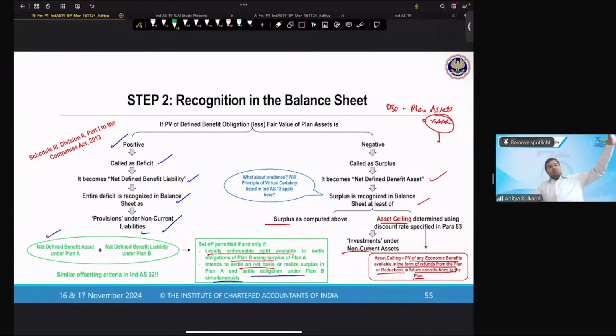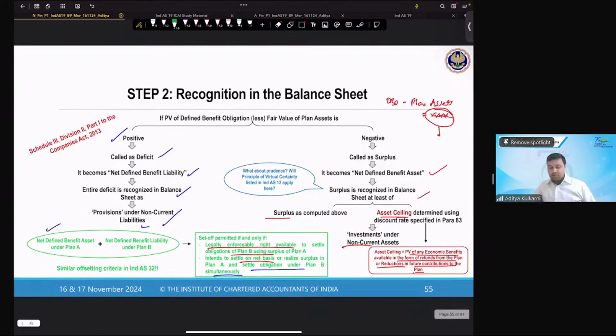Basically, I have on one side the present value of defined benefit obligations. On the other side, I have the plan assets, the fair value of plan assets. When I subtract, I get the net defined benefit obligation. If there is a surplus, it will be a net defined benefit asset. Now, this net asset, which I have to present in the balance sheet, I just cannot subtract and present. I have to look at the economic benefits that will come out of the plan.